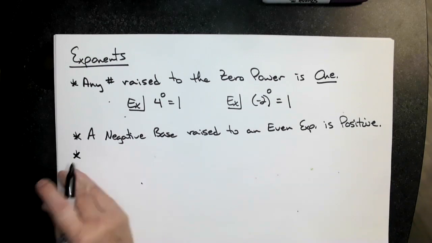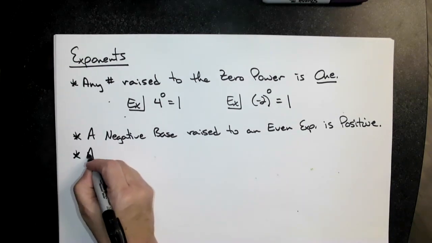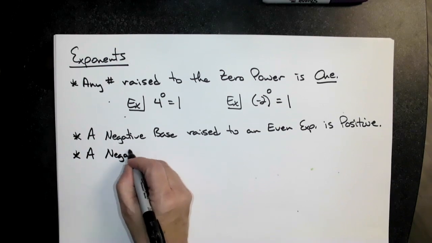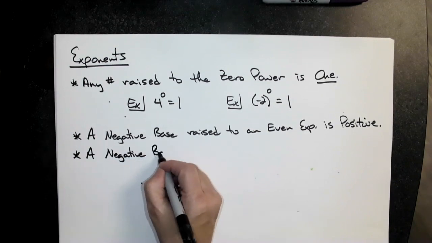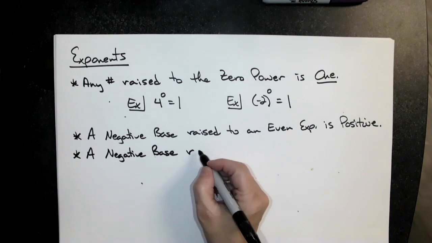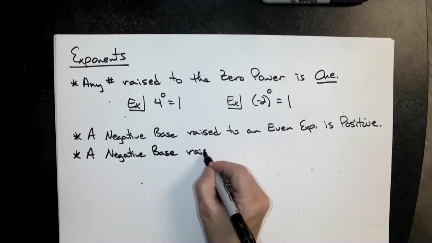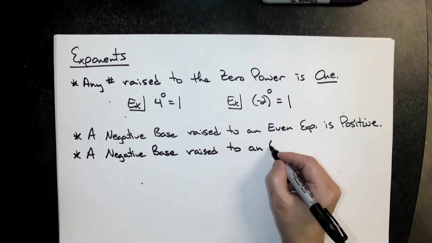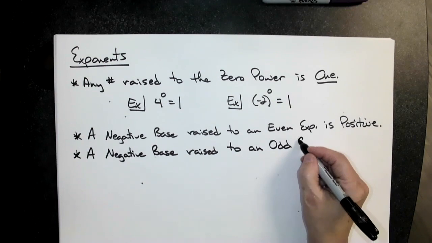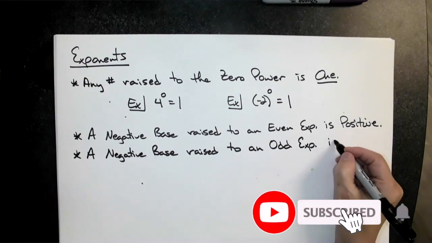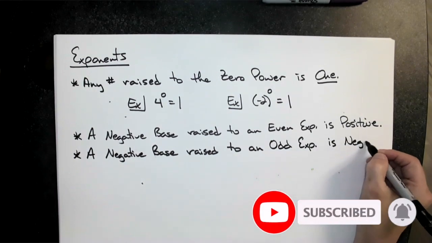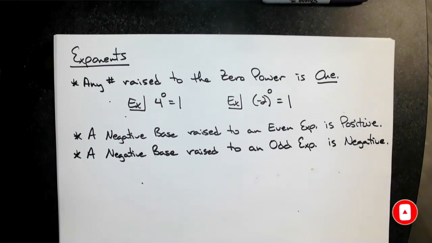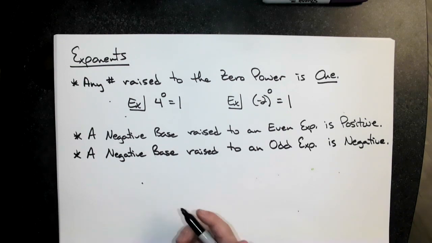The second rule is going to kind of correspond and match this. A negative base raised to an odd exponent is negative. And that has to do with when multiplying and dividing like and unlike numbers. Okay. So, an example.